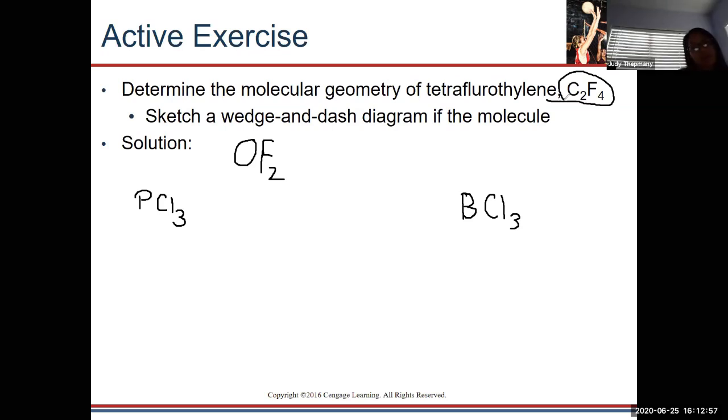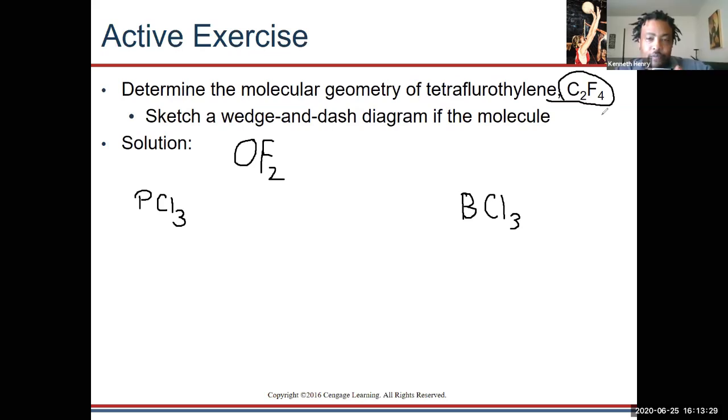Count how many elements of each you have. I have 4 elements total. Oh, I'm sorry, 6 elements. Is that because of the 2 carbons and the 4 fluorines? That's right. 2 carbons and 4 fluorines.